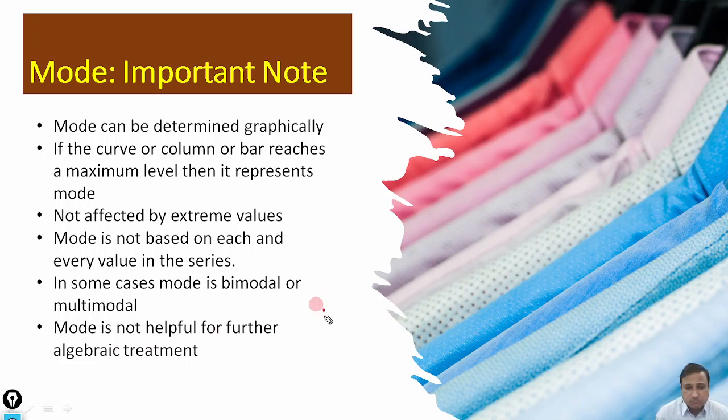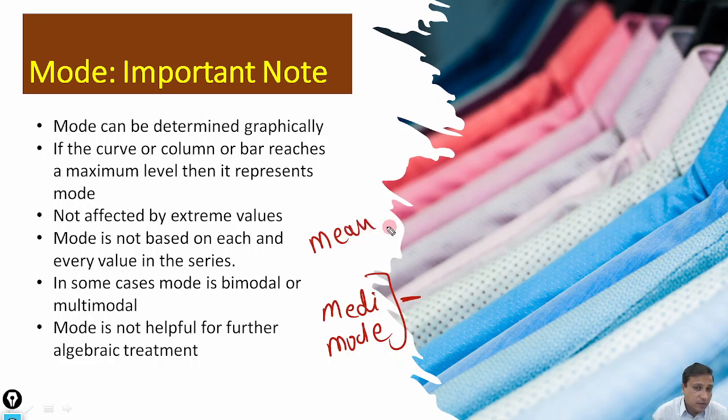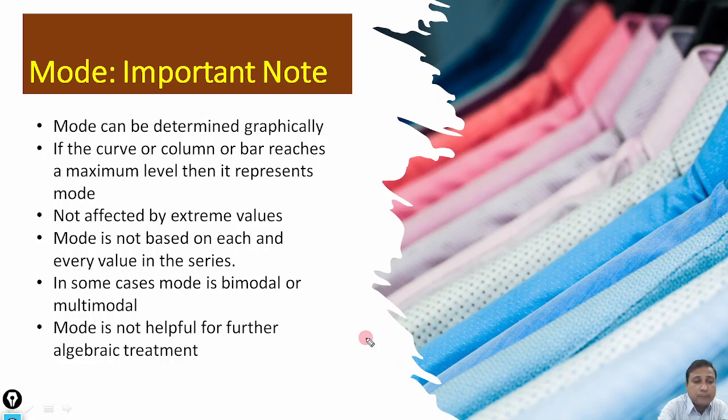If you remember, median and mode are not useful for further statistical treatment, but if we compute mean, yes, we can go for further statistical treatment. That is why mean is considered a more powerful measure of central tendency than median and mode. But median and mode have their own importance, and it depends on your variable and the way you want to analyze your data. Accordingly, we can choose the appropriate measure of central tendency.